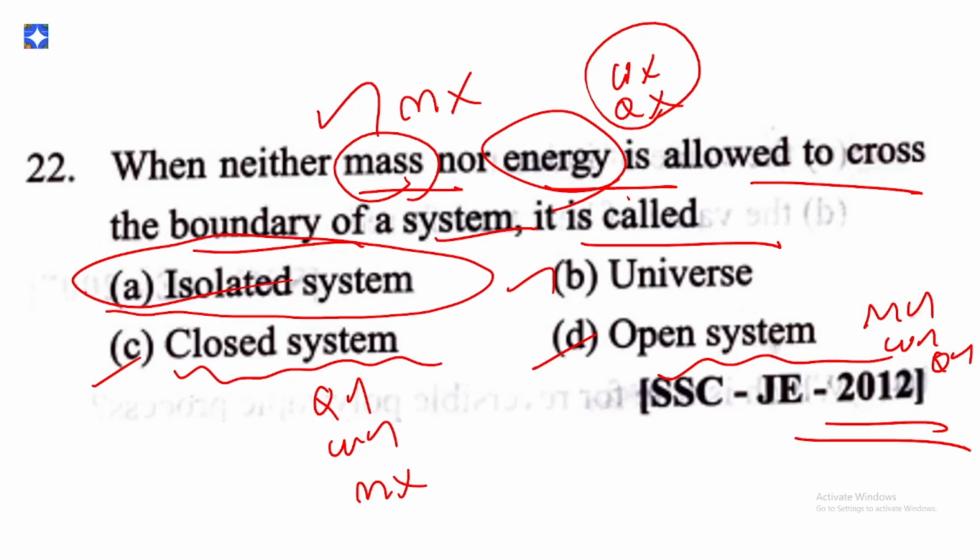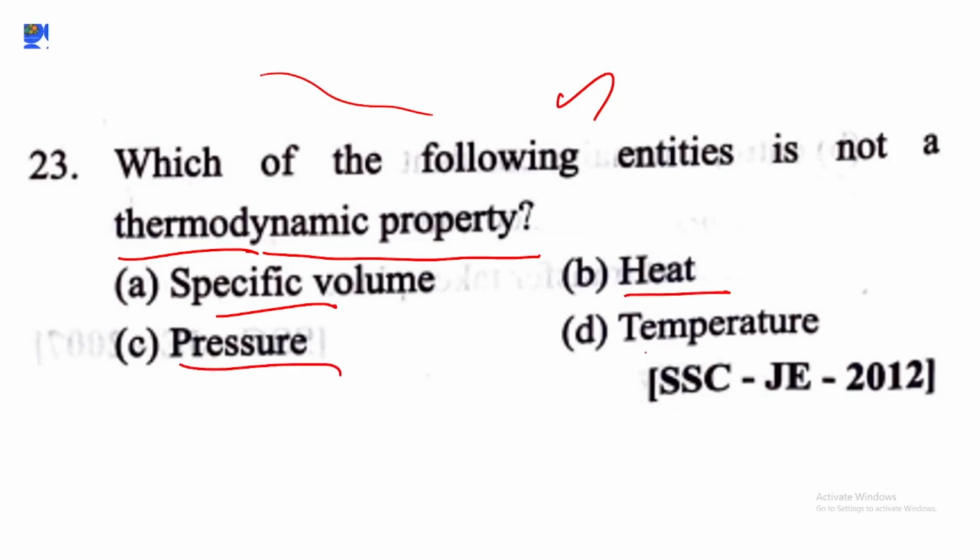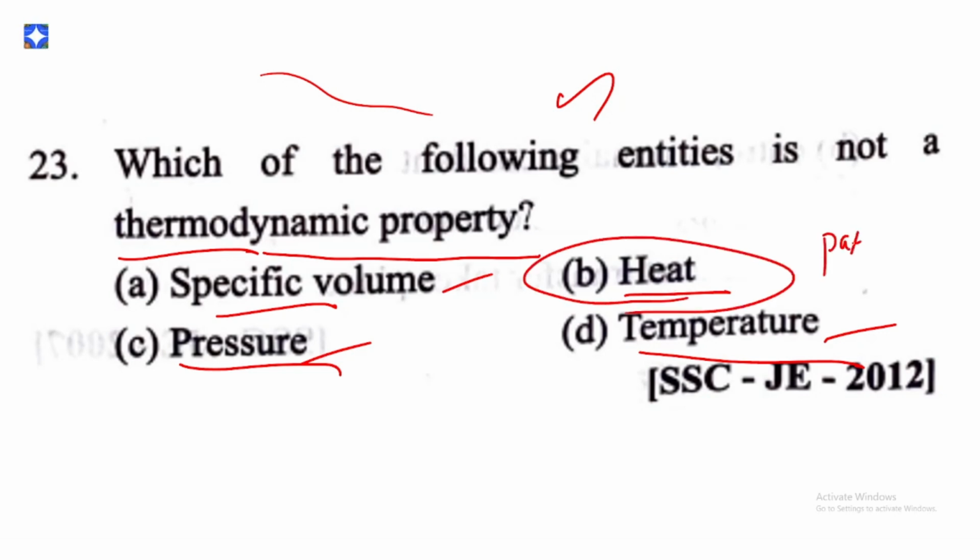Now we'll move on to the next question. Which of the following entities is not a thermodynamic property? Option A, specific volume. Option B, heat. Option C, pressure. Option D, temperature. Volume, pressure, temperature, everything is actually a property, whereas heat is not at all a property. Heat and work are path functions, not point functions, so they are not a property. Option B is the correct answer.